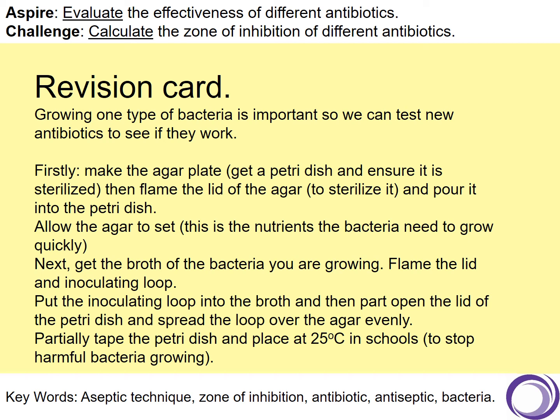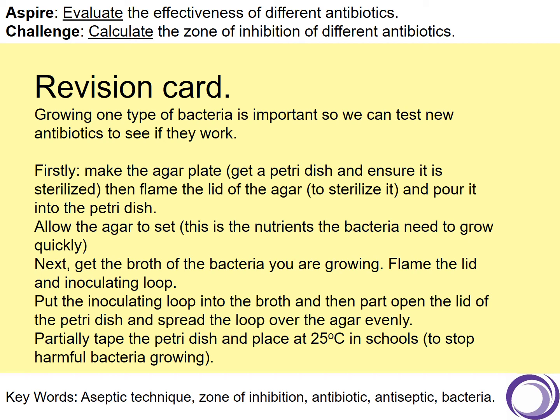and you would get the petri dish, make sure it's sterilized, so you could rub some sterilizing fluid on there, then flame the lid of the agar, and that sterilizes it, and pour the agar into the petri dish and allow it to set. The agar, remember, are the nutrients that the bacteria need to grow quickly. Next, get the broth of the bacteria that you want to grow.